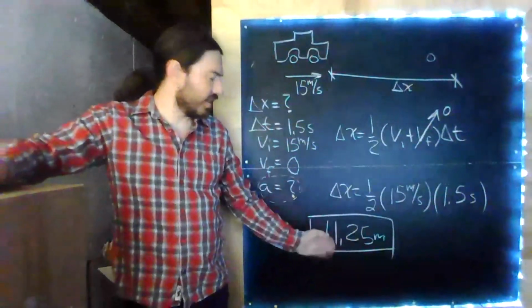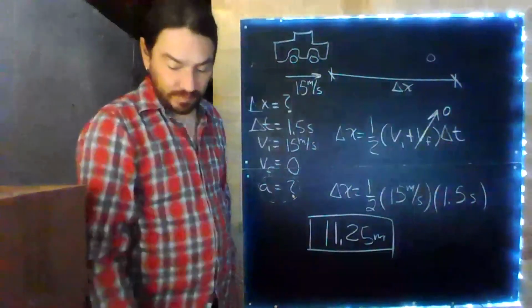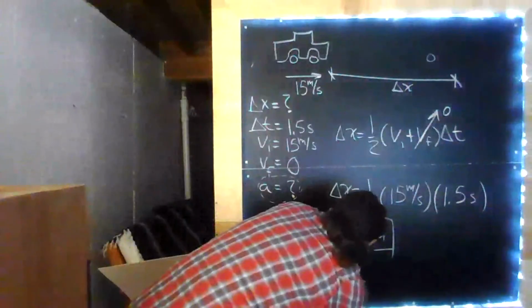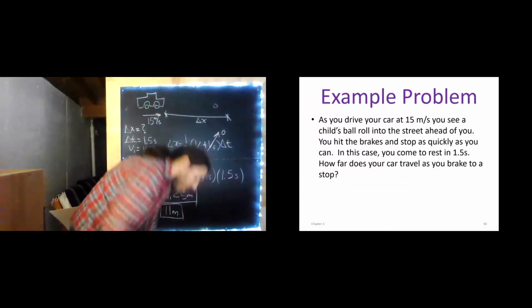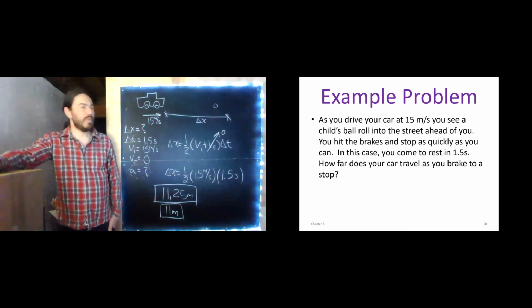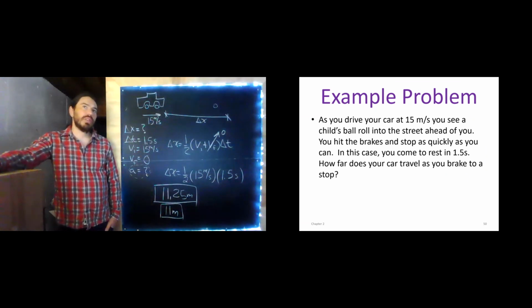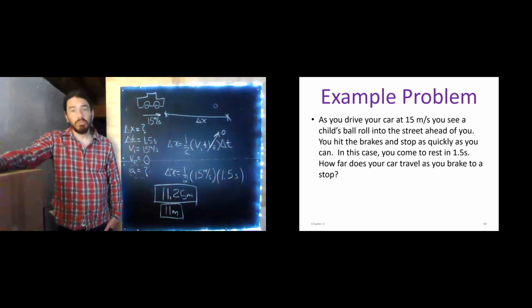And, to 2 sig figs, we might want to report that as 11. Okay. Is that a reasonable number? Multiply it by about 3, so 33 feet. A little bit more than 33 feet. That's a pretty reasonable number. Did we answer the question that was asked? It says, how far does your car travel? Yeah, I think we did. Okay.